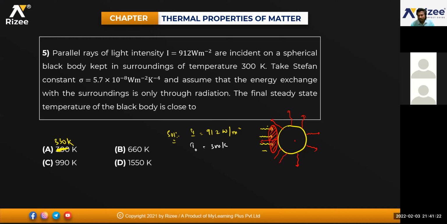Let me check with the question first. Yes, 300 Kelvin. Taking the Stefan's constant as 5.7 into 10 to the power of minus 8 watt per meter square Kelvin to the power of minus 4, and assuming that the energy exchange with the surrounding is only through radiation, the final steady state temperature of the black body is close to how much? This is your black body. So whatever energy is incident per second will be the energy radiated per second.